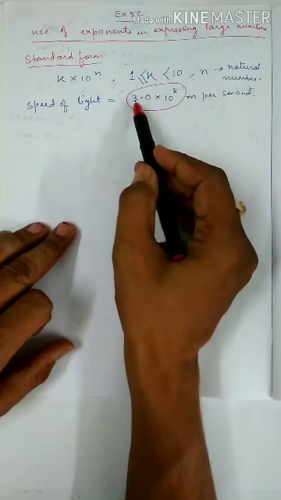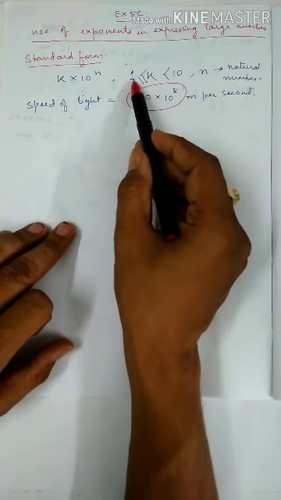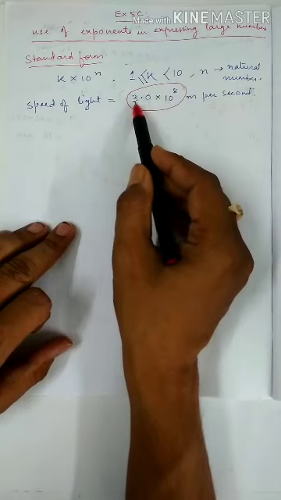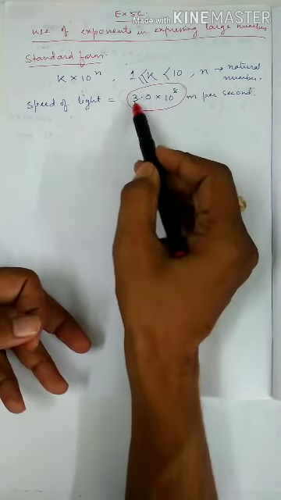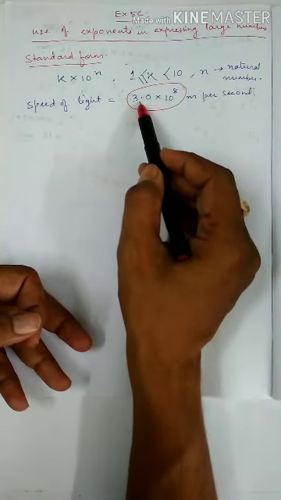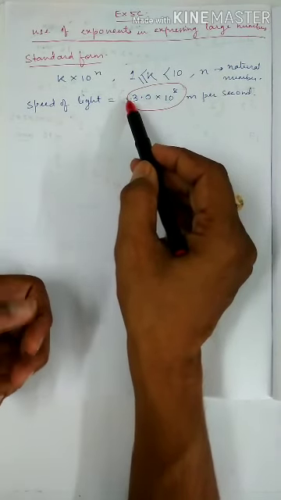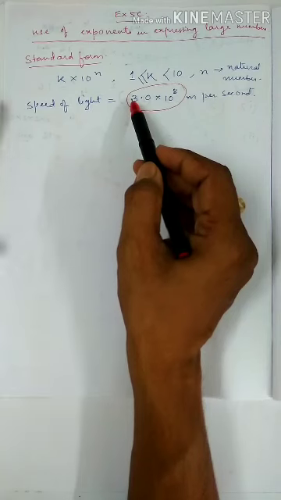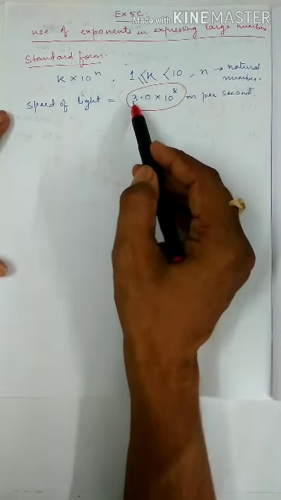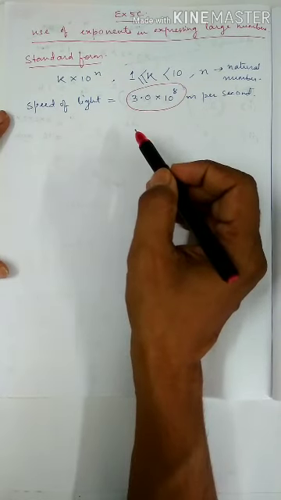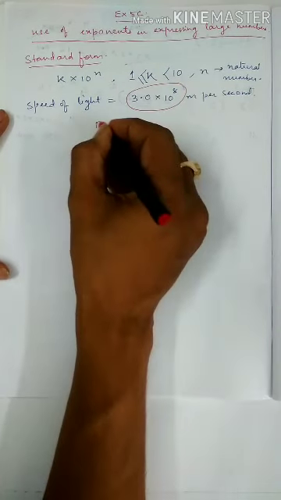So k is how much? 3. Now k should be greater than or equal to 1, so here it is 3. And it should be less than 10. That means this number should not be more than 10 and should not be less than 1. Clear, students? Okay, now we will go to exercise 5c.